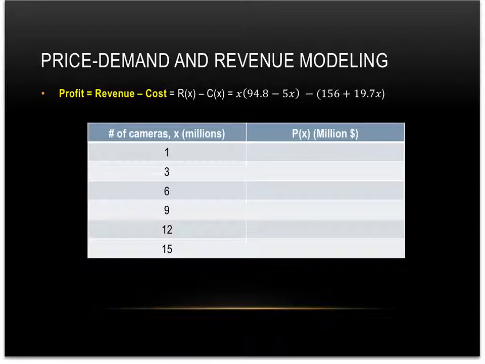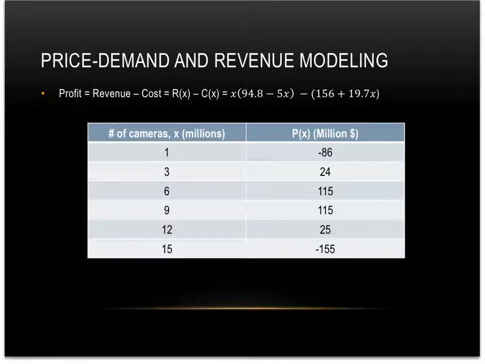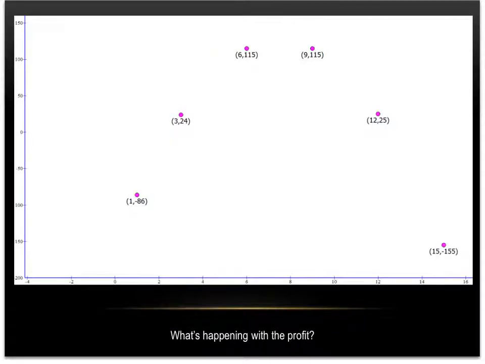The only thing to be careful of is notice these parentheses. You want to distribute that negative sign. So I can go through and plug in this equation. If the number of cameras is 1, I plug in X and I get my profit, which doesn't look too good, right? And so I can kind of see where things are looking a little better with my profit. What's happening with the profit? Of course, we kind of just said that it's going up and then it starts to come back down.